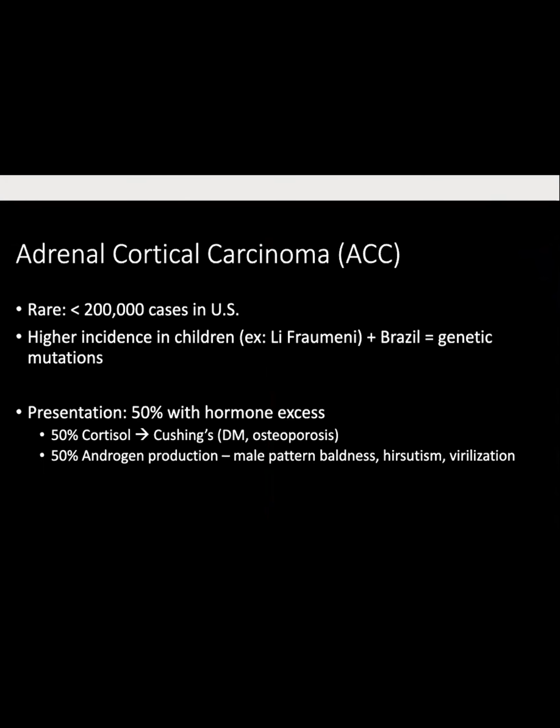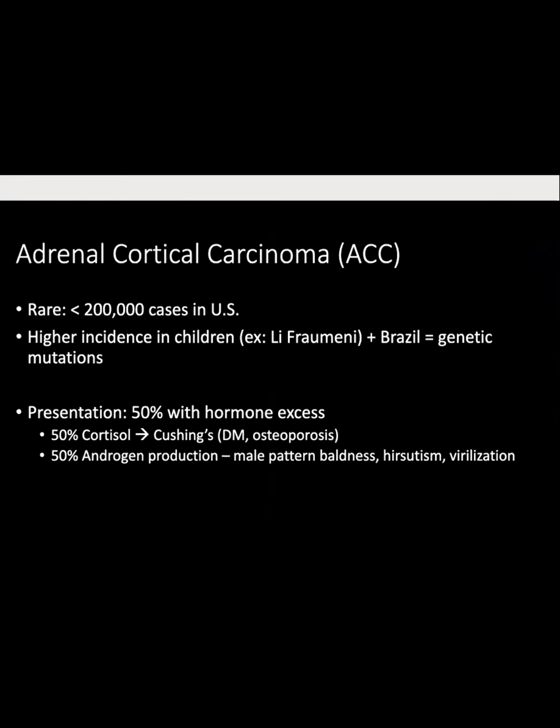Just a couple of notes about adrenal cortical carcinoma. It's pretty rare. There are less than 200,000 cases in the US, whereas adrenal adenomas are seen in 5 to 10% of patients. There is a higher incidence in children because there is a genetic basis for some adrenal cortical carcinoma. Some diseases like Li-Fraumeni syndrome, and also in Brazil, they tend to have more genetic mutations, and so there's a higher incidence.